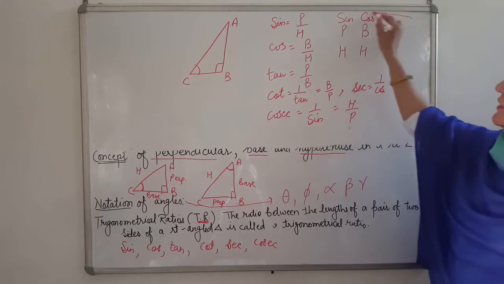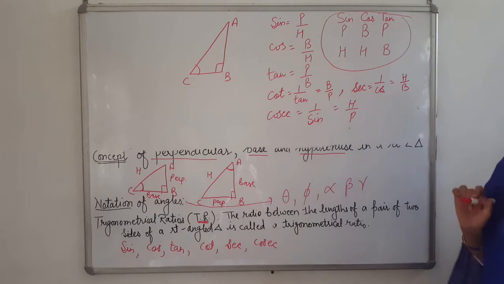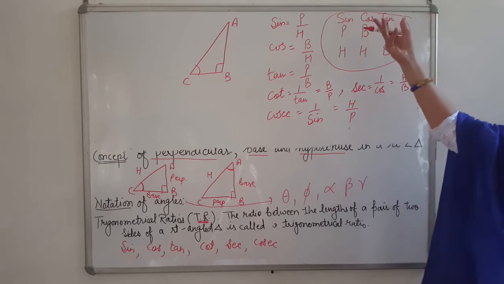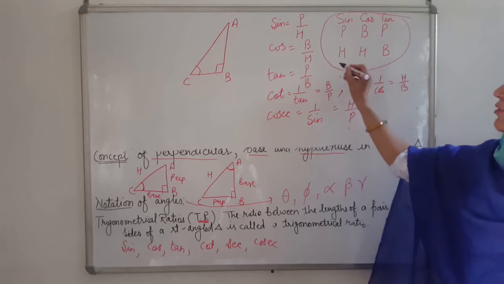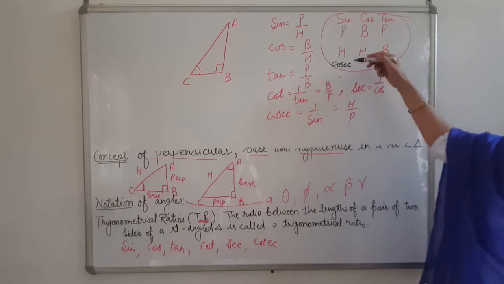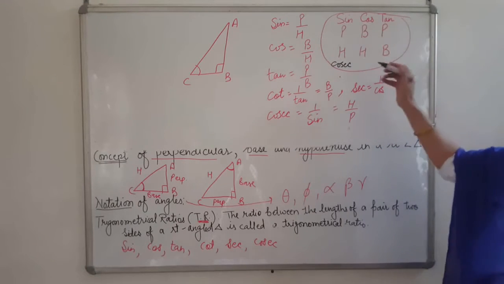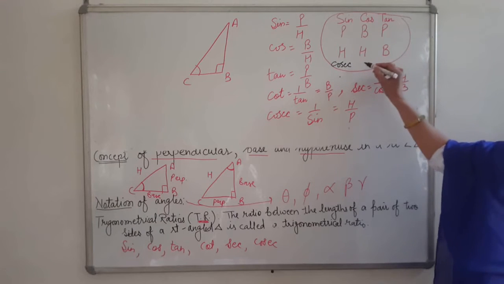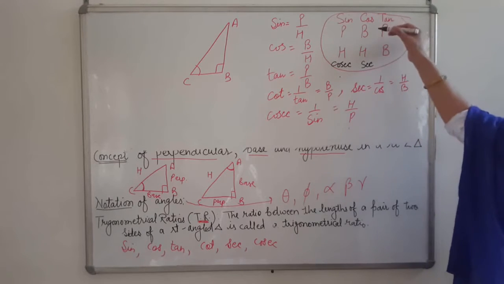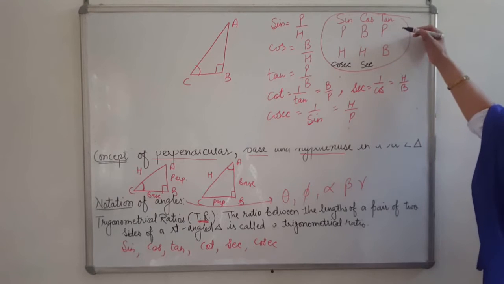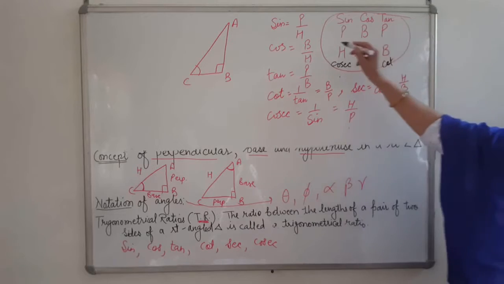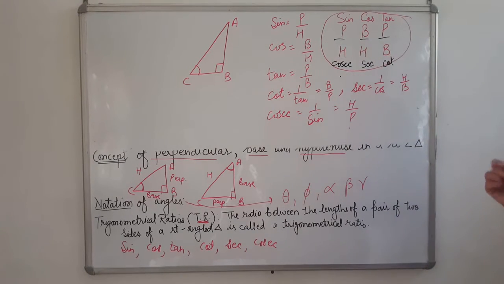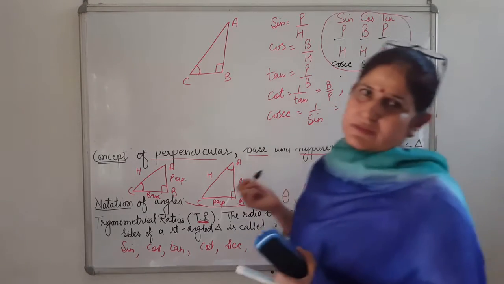If you have learned these 3 values, then you have to take the reciprocal only, no? What will come if you take the reciprocal? If you take the reciprocal of sine, we will get cosecant. If we read from here, H over P. Then sec, H over B. What is the opposite of tangent? Cot. What will we get? Cot is B over P. Like this you can find out the trigonometrical ratios.